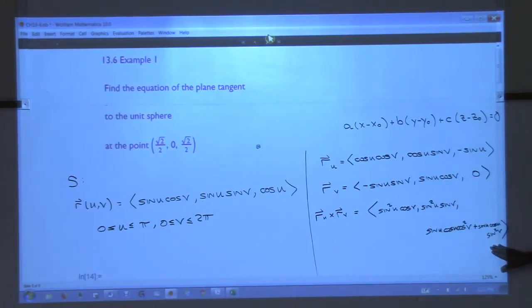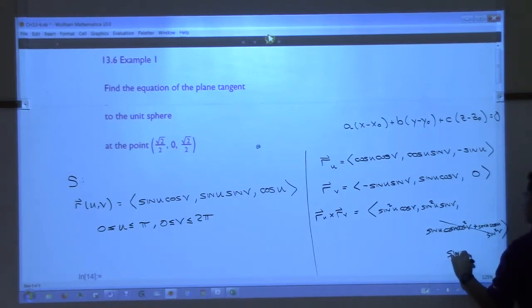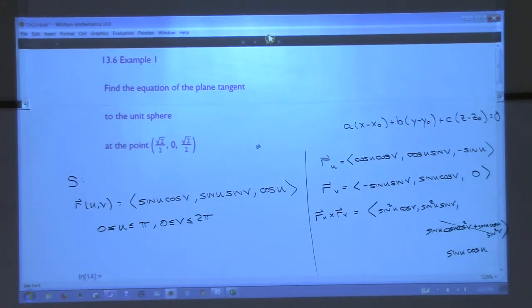Okay, good, yes. And then what can we do with this? There's something nice about this. They have a sine. I can pull out a sine u, cosine u from both of these, and then what's left will become a 1. Yeah. So all of that really just becomes sine u, cosine u, right? Yes. Okay.